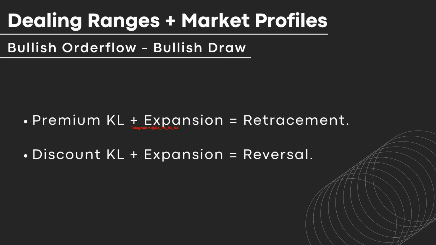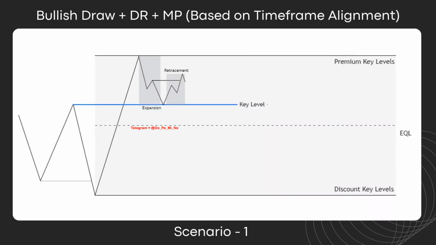Now let's look at some graphical representation of the different scenarios that we've got. So considering the drawn liquidity is bullish and the market condition is bullish, and we're combining it with this higher time frame dealing range and the lower time frame market profiles. As I said before, it will be based on time frame elements, right? So here you can see that we've got this high and this low right here. And what happens is that first we take out the low, right? And then we take out the swing high right here.